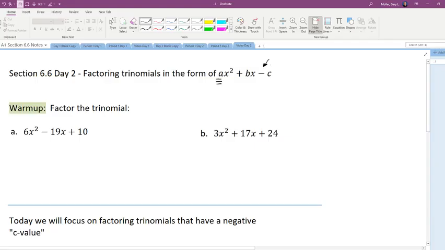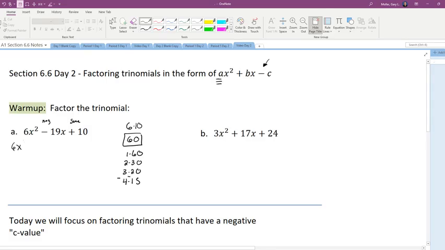For a warm-up, I have you doing one from our previous lesson. Looking for common factors first, 6, 19, and 10. Nothing in common, so I'm stuck. So we do our little steps. 6 times 10 is going to give you 60, and that's what we're going to factor. So 1 times 60, 2 times 30, 3 times 20, 4 times 15, and there's the answer. Signs are the same, both negative. So -4 and -15.